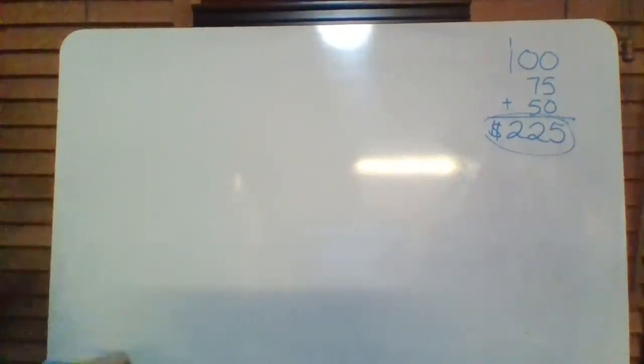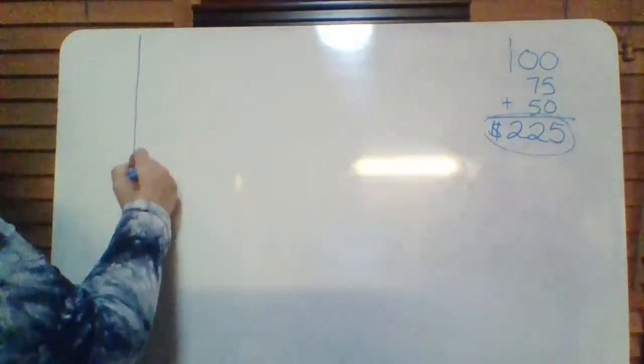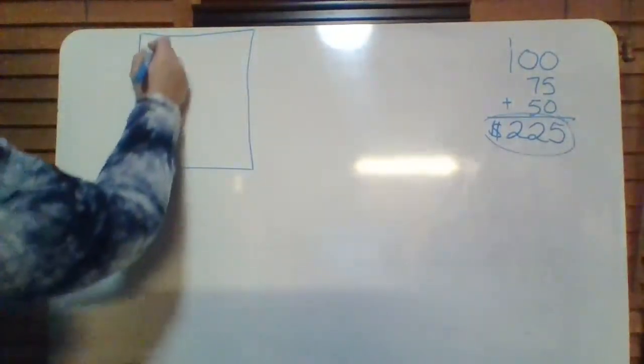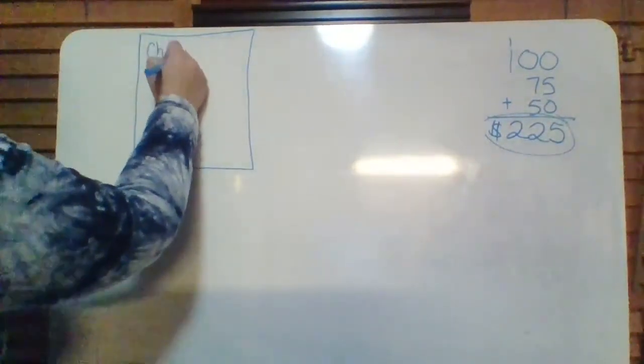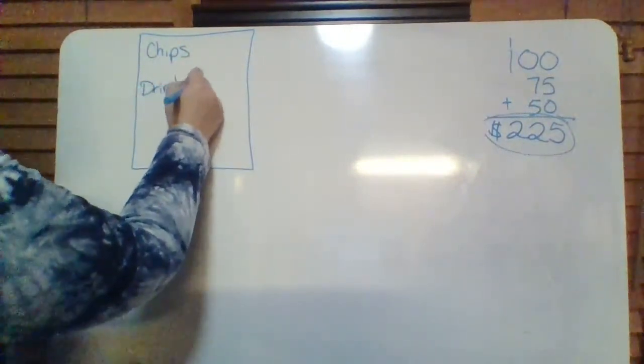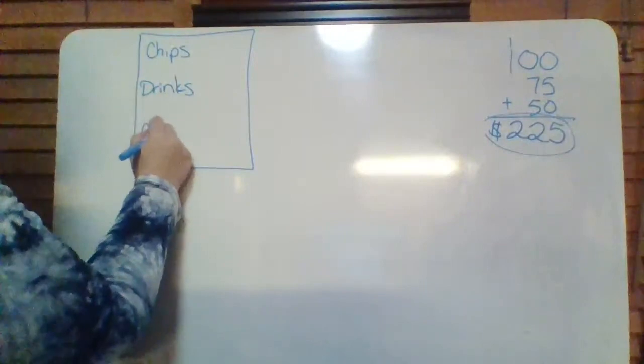So we're making our poster. So here's our poster. We got to decide what our prices are. So how much are our chips? How much are our drinks? And how much is our candy?